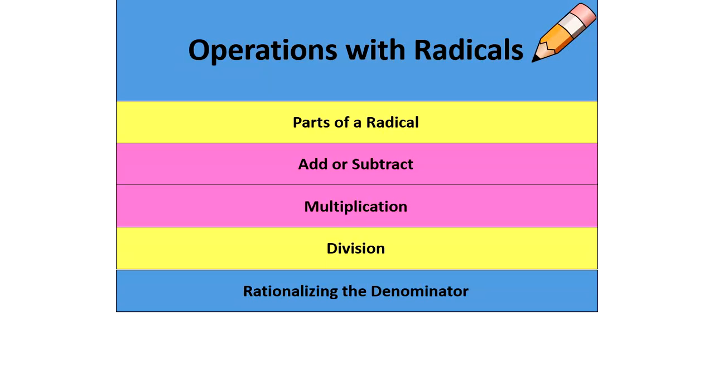So guys, here's how you're going to want to label your foldable. First thing, operations with radicals is the top flap. Next flap, parts of a radical, and so on and so forth. You're going to want to have each of those on there, so that when you flip it open you'll be able to tell what you're looking at. Okay? So take a moment, pause the video, and write these down on the flaps.